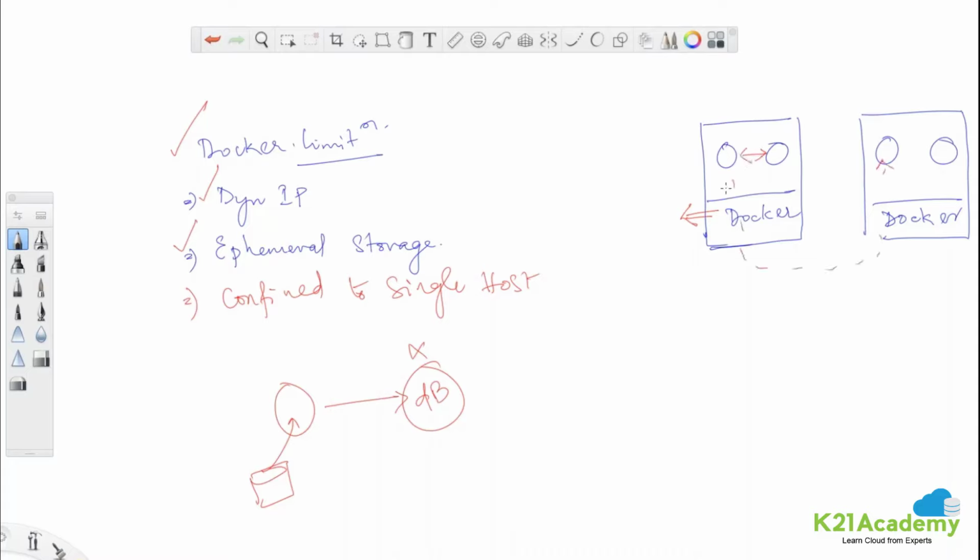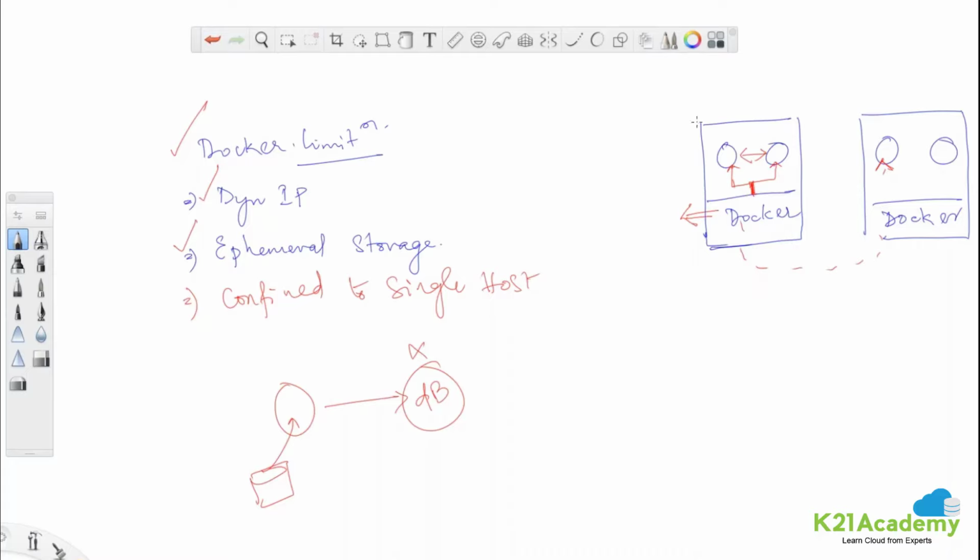These containers are hosted on one bridge and they can identify each other inside it, but going out and connecting to the other container on another machine is not possible. So Docker had a limitation.